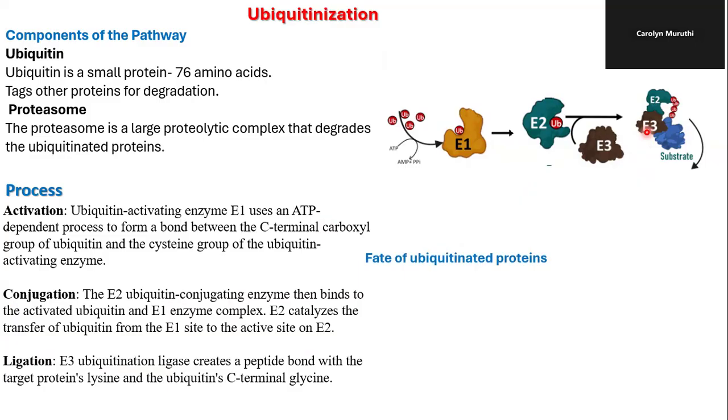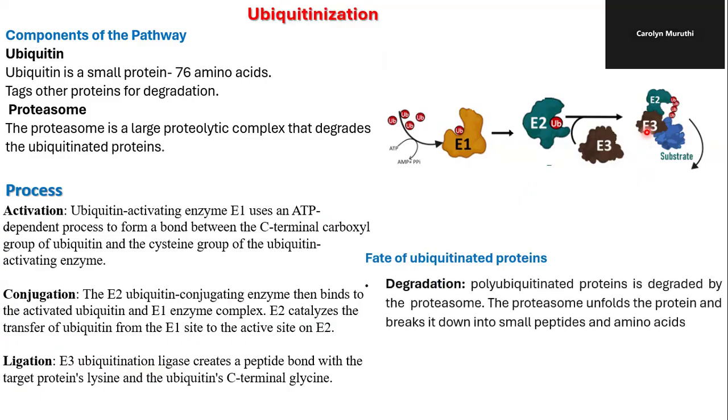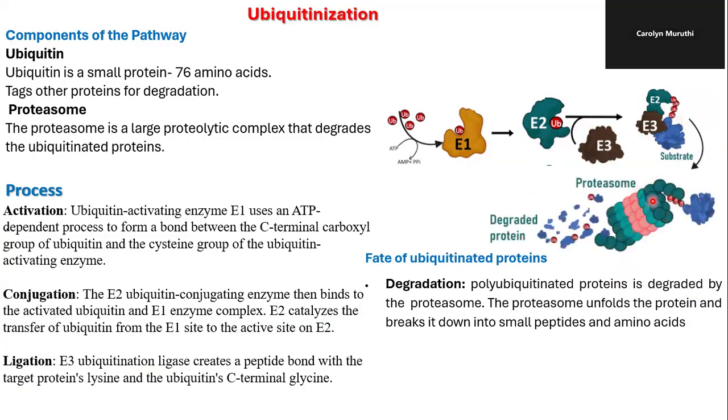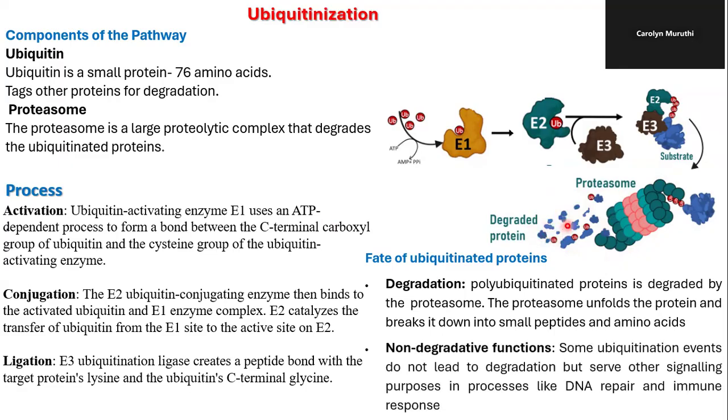And so what is the fate of this protein? First, it might undergo degradation, where the protein is degraded by the proteasome. The proteasome will unfold the protein and then break it down into small peptides and amino acids. The protein may also be subject to other processes, where we see that ubiquitination events do not always lead to degradation, but can also serve other signaling purposes, including DNA repair and also immune response.